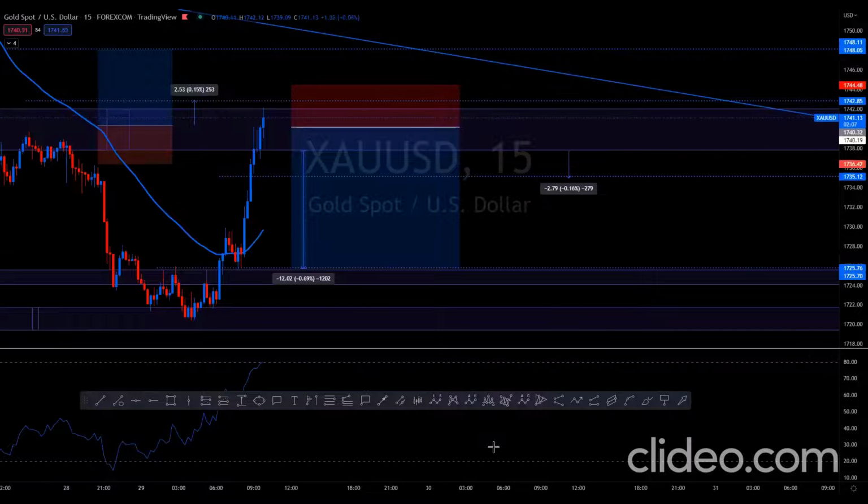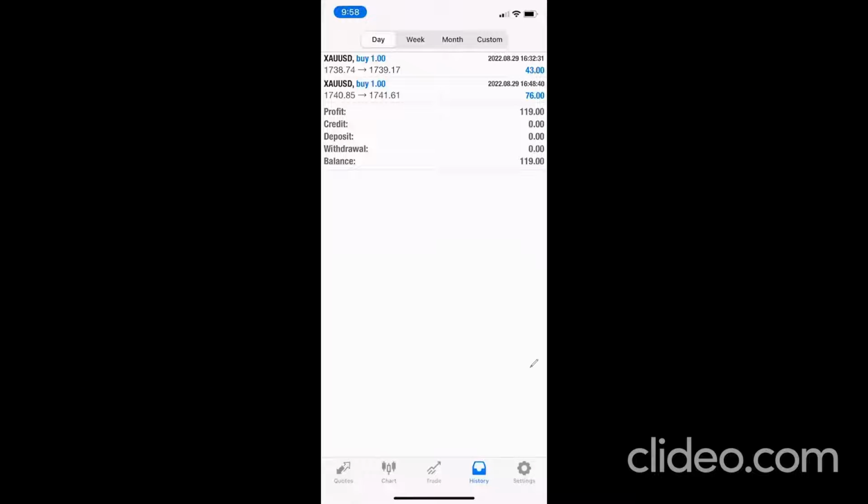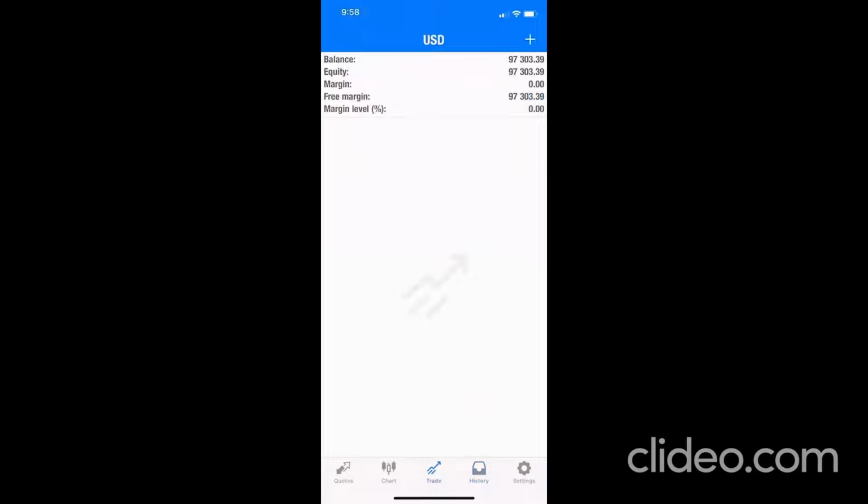All right, so now that I'm done documenting the results, I'm gonna show you guys in the phone how much I made, and then we're gonna wrap up this session. So as you can see, first trade I got in $43, second trade $76. So a total of $119 profit today. So we did pretty decent. So not bad at all.